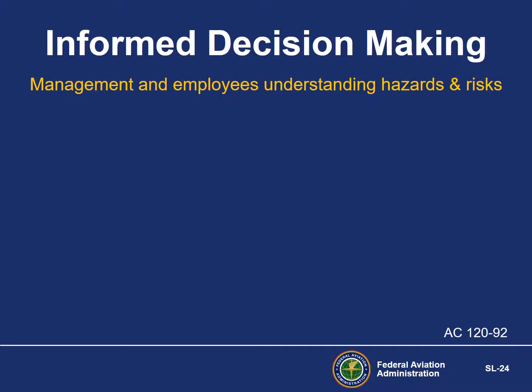Professor James Reason outlined a system he called the informed culture. Now, there are 4 key components: reporting, just, learning, and flexible. SMS is all about informed decision-making, where management and employees understand safety management and share a common safety culture where hazards and risks are acknowledged. Safety culture is the product of individual and group values, attitudes, competencies, and patterns of behavior that determine the commitment to an organization's health and safety management.